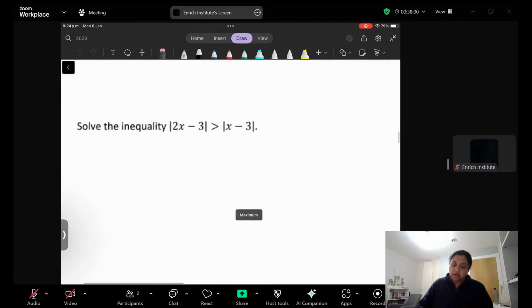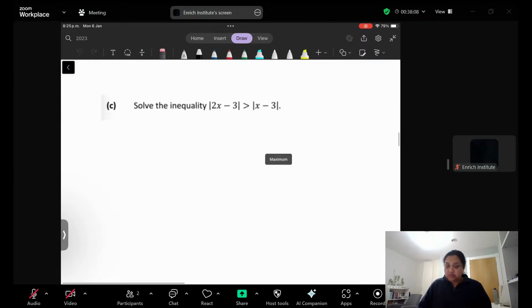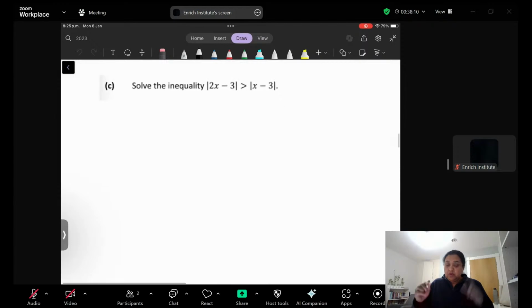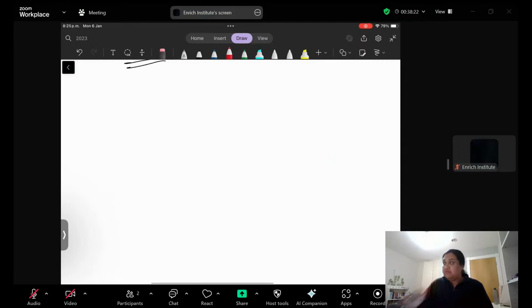Another one: solve the inequality |2x minus 3| greater than |x minus 3|. I hope you are able to see the question properly. As soon as you see modulus on both sides, oh, we haven't come back to modulus. We were working on the inequality. We'll come back to that. Sorry about that. We'll work on the modulus and then we will come back to this.